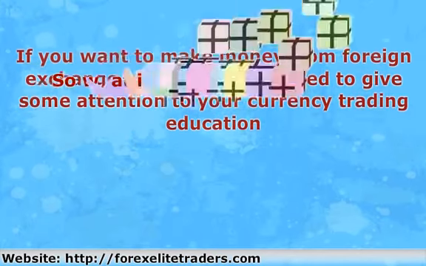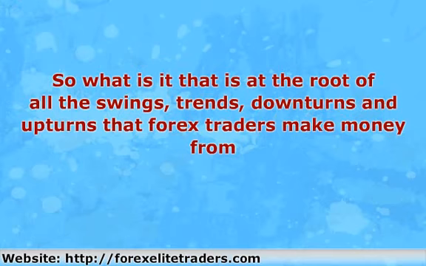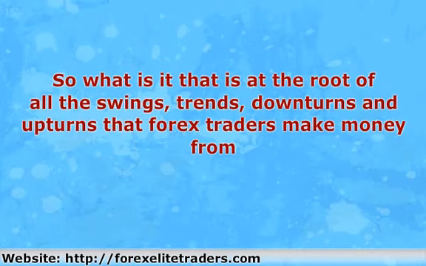So what is it that is at the root of all the swings, trends, downturns and upturns that forex traders make money from? The answer is the fundamental factors of the global economy, such as gross domestic product, interest rates, trade deficits, etc. A release of information about any of these can cause a sudden swing, a reversal, or in some cases a major trend.